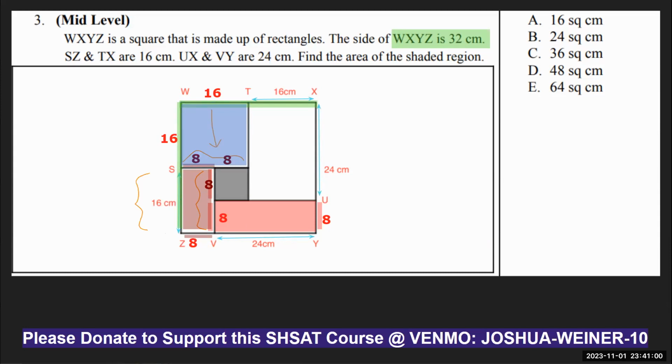So the shaded region is a rectangle that is a square. It's 8 by 8. And the area of 8 times 8, that's right, is E, 64 square centimeters. So the correct answer was E.